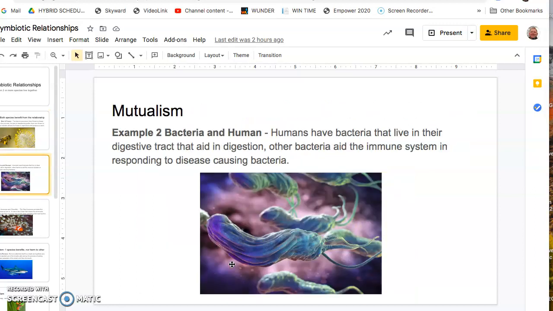Example two, in your body you have lots of different types of bacteria. Humans have bacteria in your stomach that aid in digestion. You also have bacteria that aid your immune system by responding to other disease-causing bacteria that'll attack it, and help protect you. So in this case, the bacteria benefit because they're in that area where they're getting food, nutrients from you, but they're also helping in the digestion process and protecting you with your immune system.